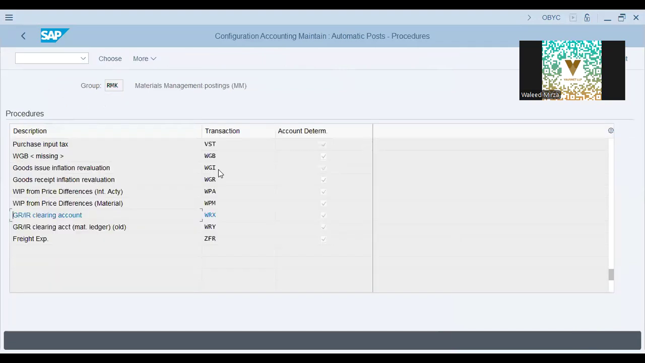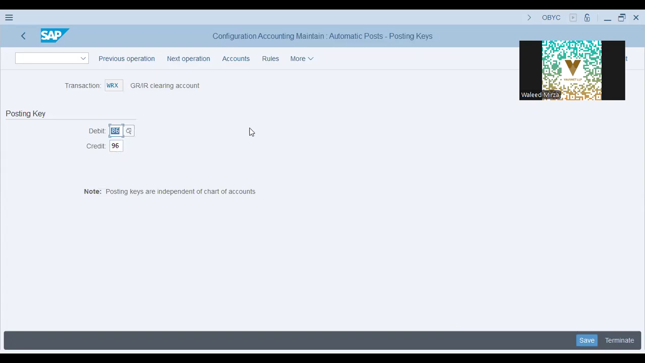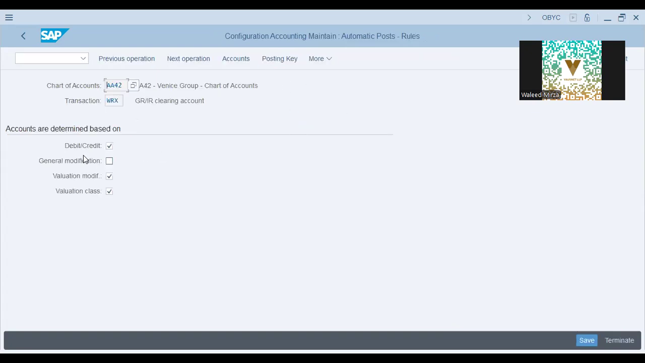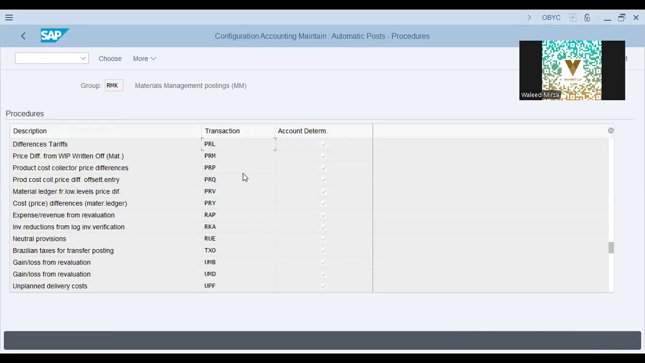Procedures. Now, what are procedures in this? These are the procedures with transactions. WRX, double click. Posting keys 86 and 96 are the debit and credit rules. Debit and credit will be part of this valuation modification, which is grouping of valuation areas, and valuation classes will be there, and it will require an entry. An entry is already there, so we save it. It's already saved. And we have other areas as well.